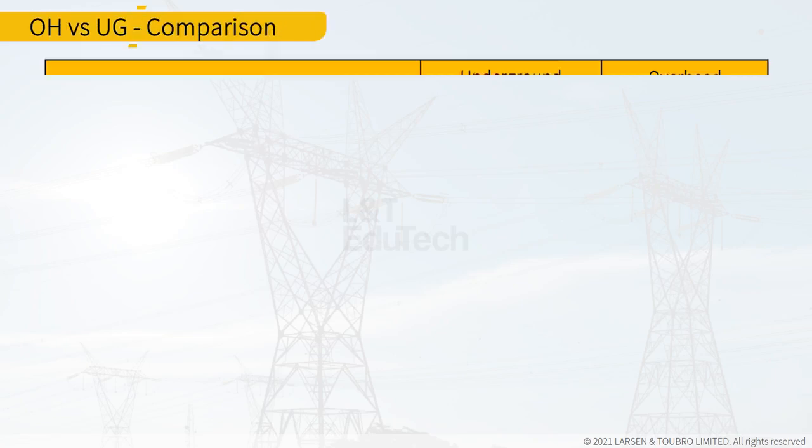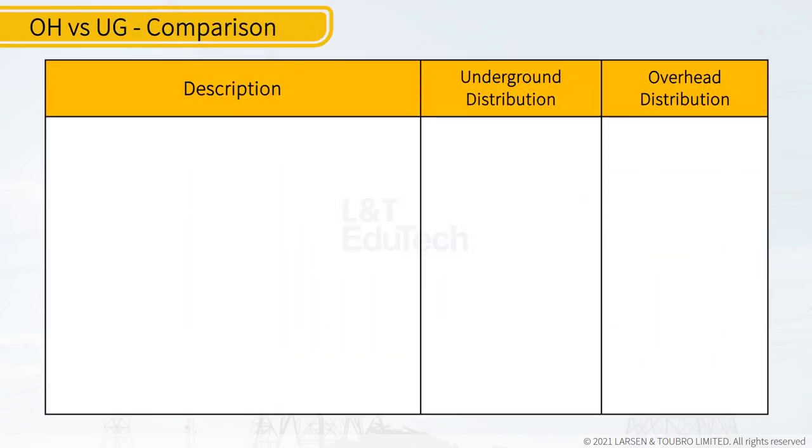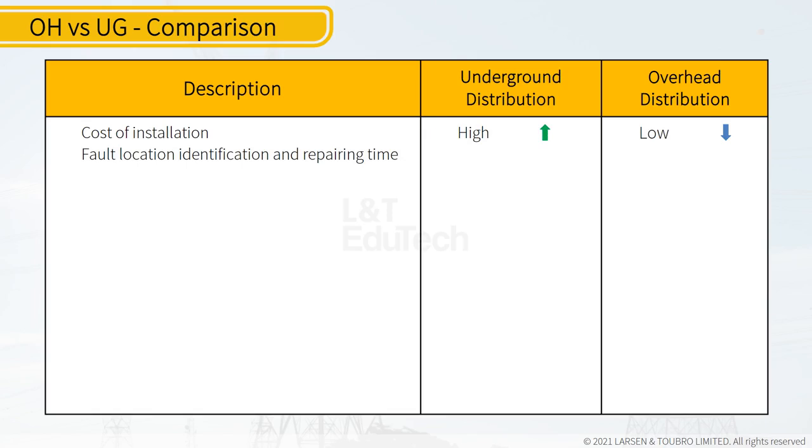The table shows overhead versus underground cables comparison. The comparison between overhead and underground cabling line on various heads are provided for your information and reference. Cost of installation, high in underground cabling while low in overhead line. Fault location identification and repairing time, high in underground cabling while low in overhead line.